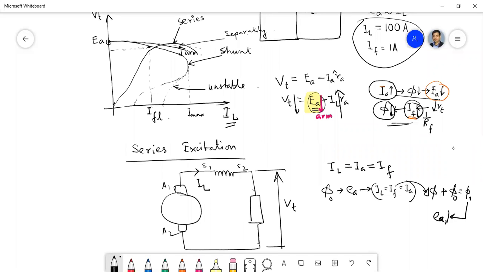The starting phenomenon will be like OCC only. But after that, due to the high armature current, there will be huge armature reaction. Due to the armature reaction, there will be a huge demagnetizing effect. The net flux will reduce. After reaching a certain value, the flux will start decreasing due to the armature reaction, and then the voltage will keep falling. Okay.